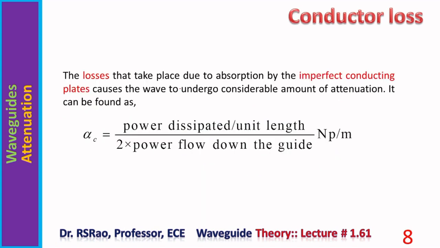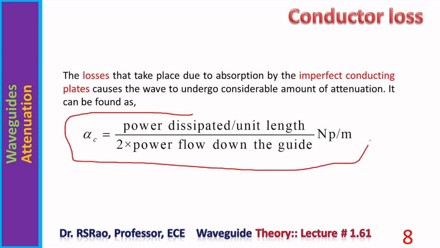The losses that take place due to absorption by the imperfect conducting plates cause the wave to undergo a considerable amount of attenuation. It can be found by using this particular formula, power dissipated per unit length by twice the power flow down the waveguide. This particular formula is imported from transmission line theory, so it is actually derived for TEM wave. That's why no bar is there over alpha c, but it is being adapted to waveguides also, which are essentially non-TEM wave carrying systems.